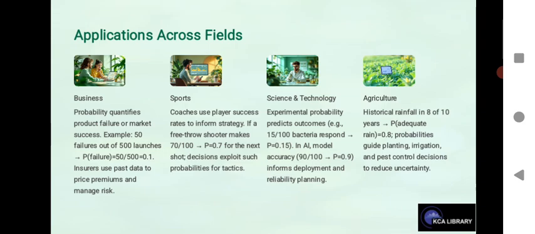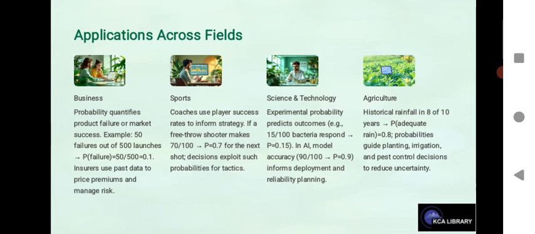We mentioned experimental probability. It can be used to predict outcomes. Because 50 over 100 bacteria responded, what is the probability? 0.15. So in AI, model accuracy informs deployment and reliability planning.